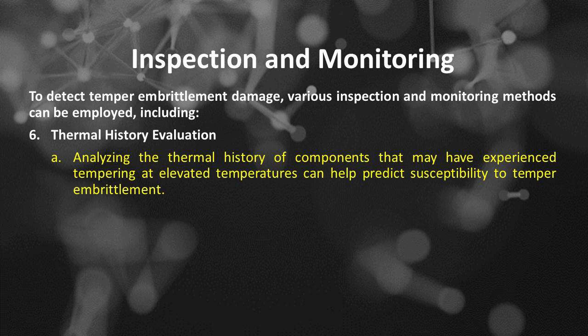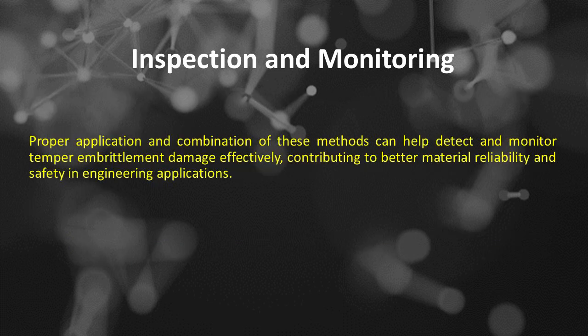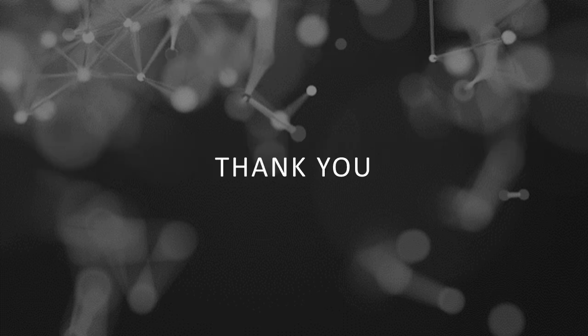Number 6 is thermal history evaluation. Analyzing the thermal history of components that may have experienced tempering at elevated temperatures can help predict susceptibility to temper embrittlement. Number 7 is fractography. Analyzing fracture surfaces from failed components can provide insights into the failure mechanisms, aiding in the identification of temper embrittlement behavior. Proper application and combination of these methods can help detect and monitor temper embrittlement damage effectively, contributing to better material reliability and safety in engineering applications.